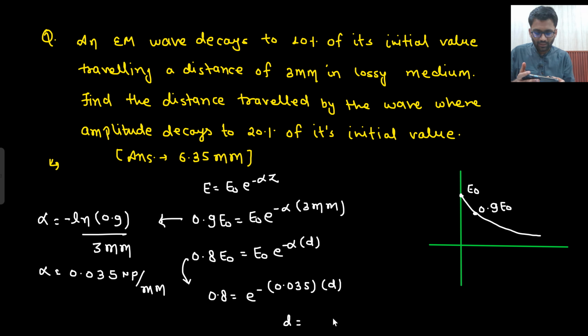Very easy question. I just wanted you to remember that if we know the alpha by beta ratio, then sigma by omega epsilon you can easily get. So that I wanted you to remember. Okay, let's move to the next one.